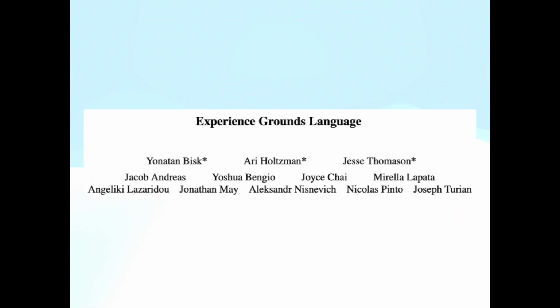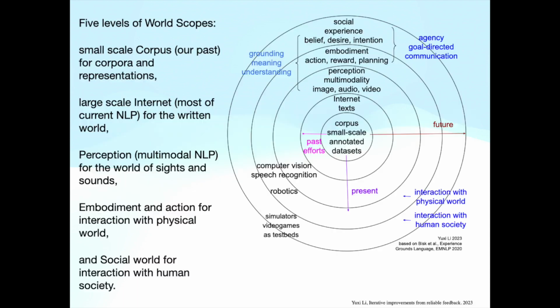Now we discuss the paper Experience Grounds Language. It introduces 5 levels of world scopes: small-scale corpus, our past, for corpora and representations; large-scale internet, most of current NLP, for the written world; perception, multimodal NLP, for the world of sights and sounds; embodiment and action, for interaction with the physical world; and social world, for interaction with human society.